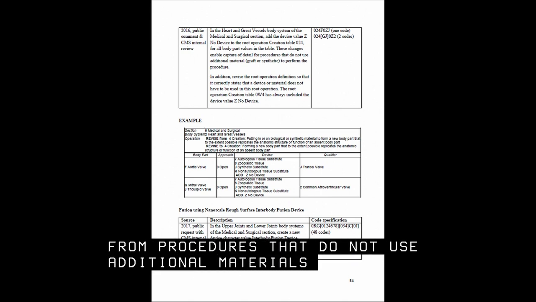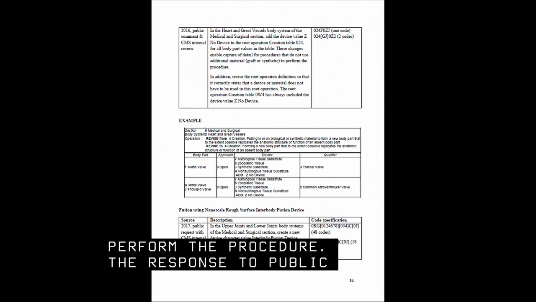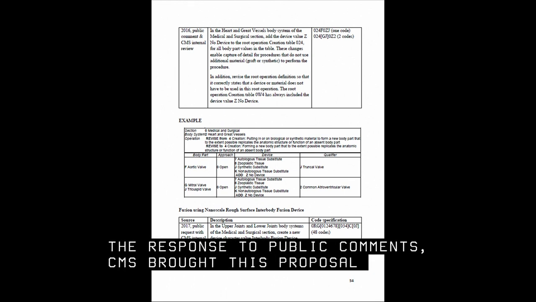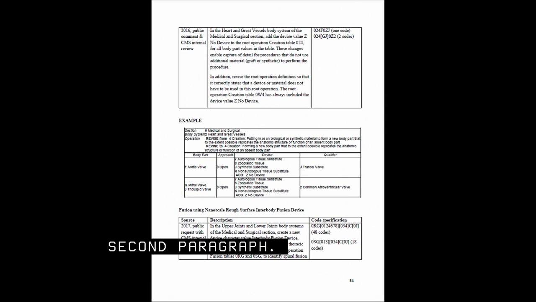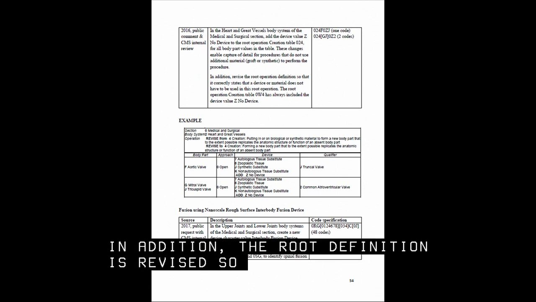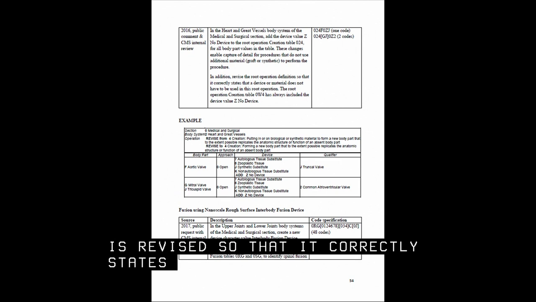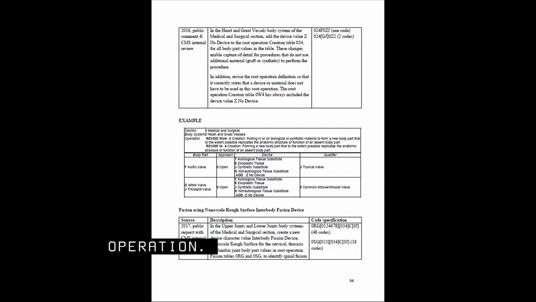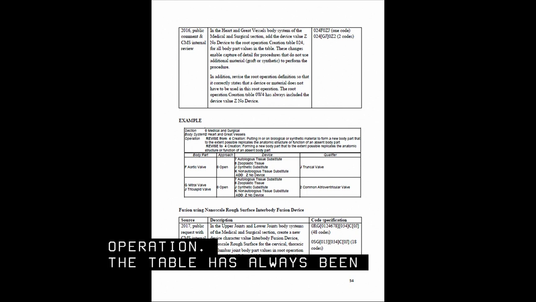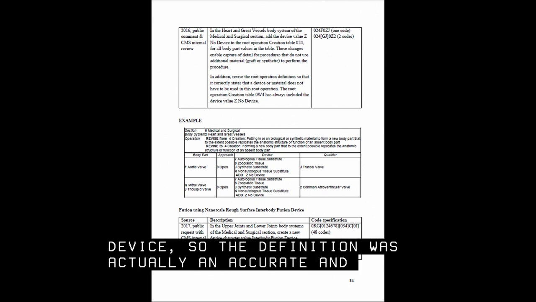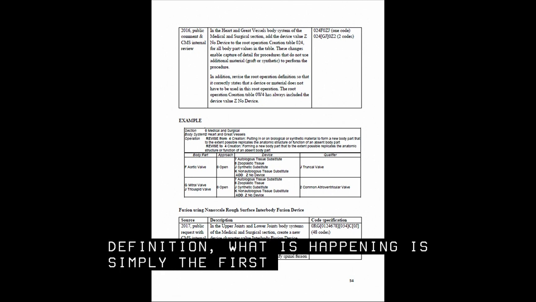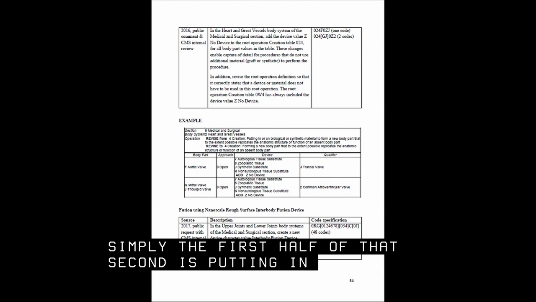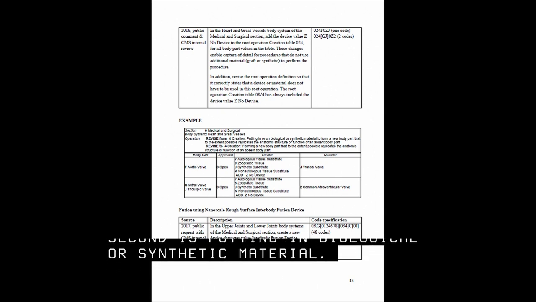Now, in response to public comment, CMS brought this proposal back with additional modifications, and those are explained in the second paragraph. In addition, the root operation definition is revised so that it correctly states that a device or material does not have to be used in this root operation. The root operation creation table 0W4 has always included the device value Z, no device. So the definition was actually inaccurate. And if you look at the revision of the definition, what's happening is simply the first half of that sentence, putting in or on biologic or synthetic material to form a new body part, is being changed to forming a new body part, and then the rest of the definition stays the same.